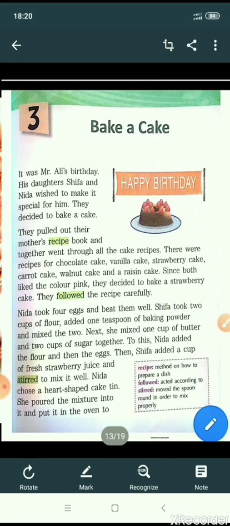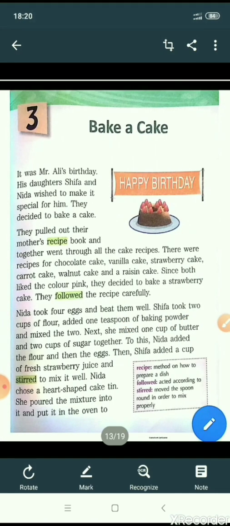Children, in this chapter, there are two sisters who wish to make their father's birthday special by baking a birthday cake for him. Let's read the chapter and find out how they made the cake. So let's read the chapter Bake a Cake.